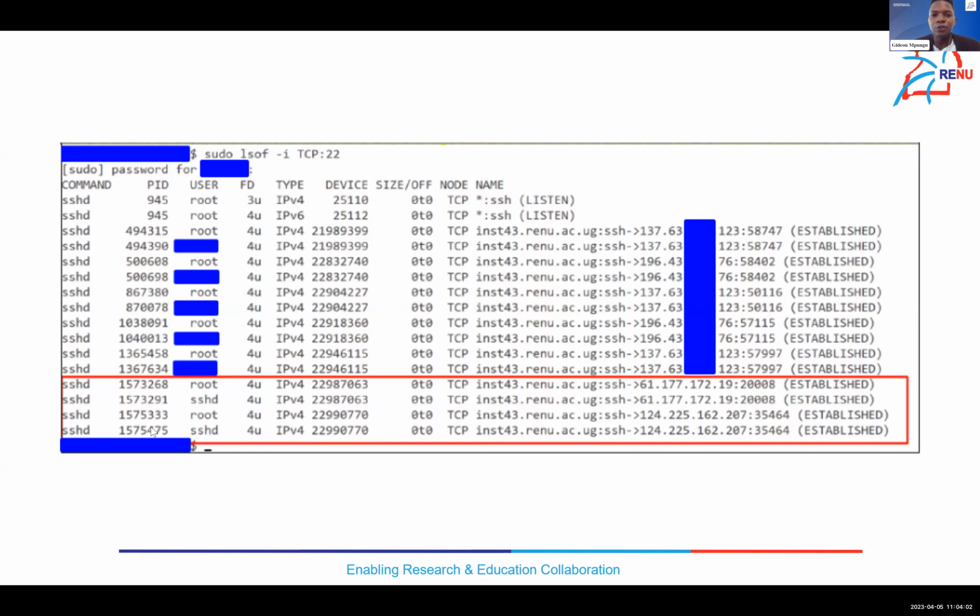Okay, we have around 44% and we have around 15 seconds left. Please go ahead and pick the poll.